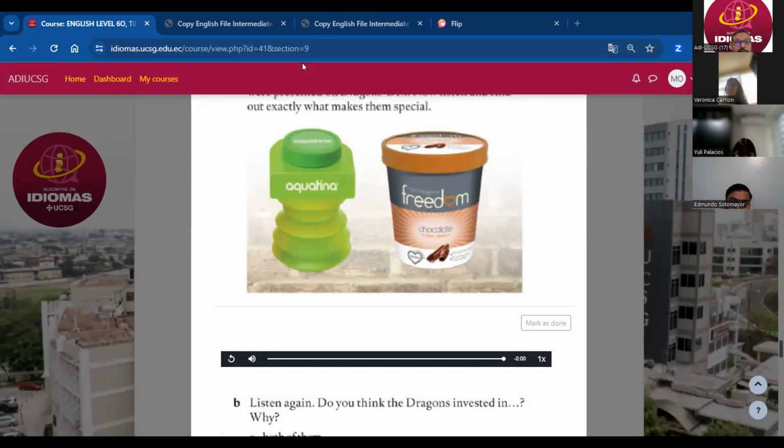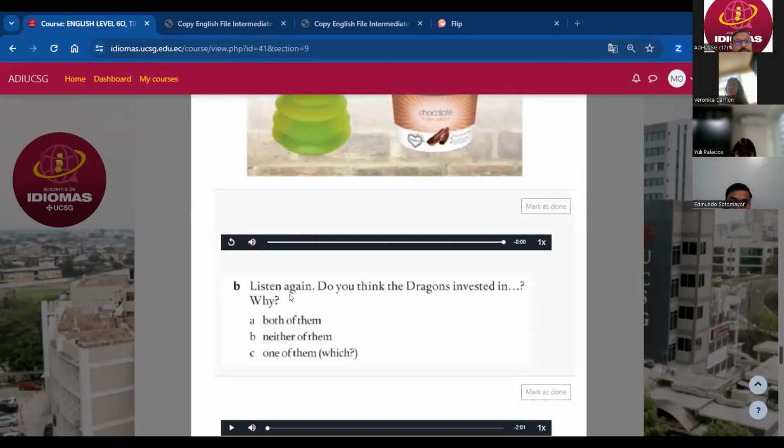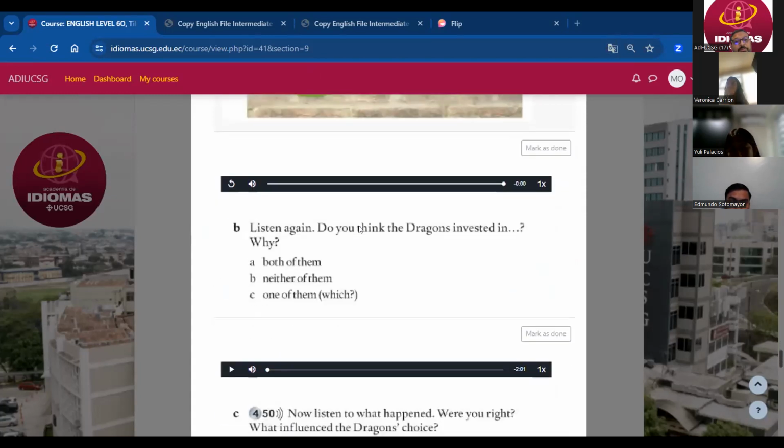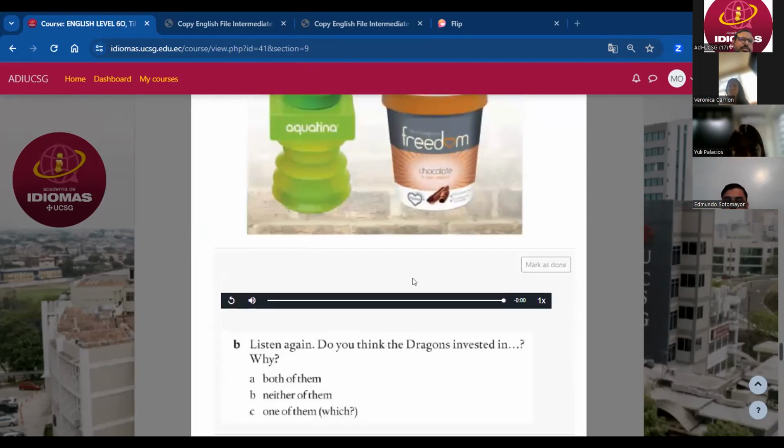Once again, what I'm asking you to help me with is this. Select one of the possible answers. We have listened to the description of the two products, yeah? Aquatina and Freedom. So tell me, based on what we heard in the description, if these investors, the Dragons, invested in both of them, neither of them, or one of them, and which one? So what do you think? Your opinion.